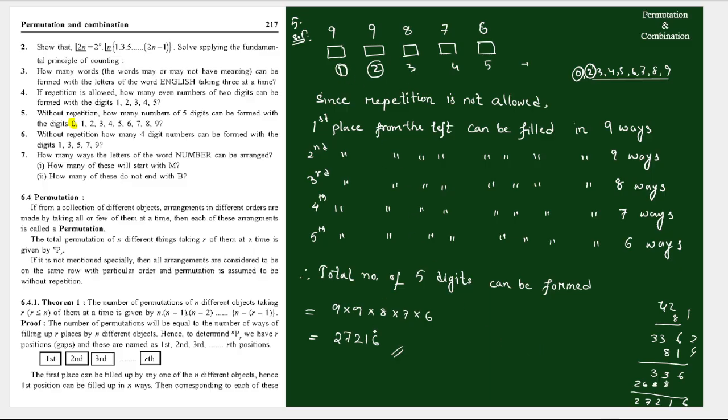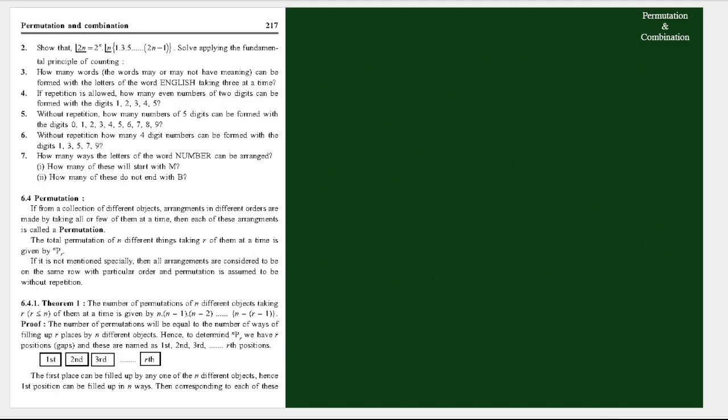Writing this, 27,216 different ways you have to write like this: 1 2 3 4 5, 2 3 4 1 5, right? You will go on up to how many? 27,000. That is why this is a very important concept in calculation. Fundamental. That is why fundamental principle of counting.